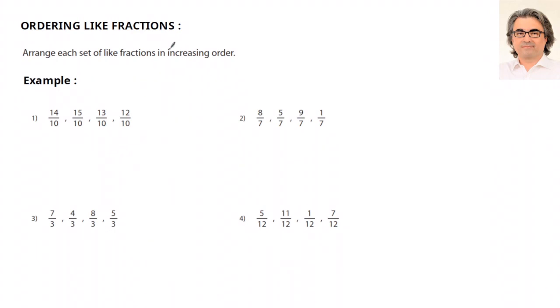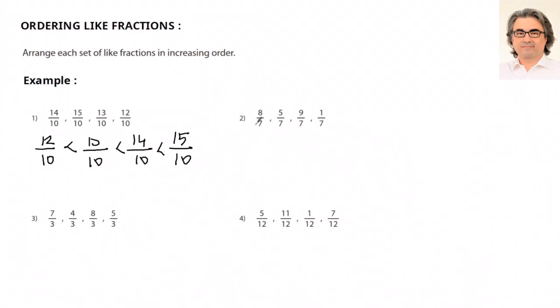So in increasing order, I should find here the smallest one. The smallest fraction is the fraction whose numerator is the smallest. 12 over 10, because 12 is the smallest numerator here. So 12 over 10 is less than, after that, 13 over 10, less than, after that, 14 over 10, less than, after that, 15 over 10. That's all. Now let's continue with the next.